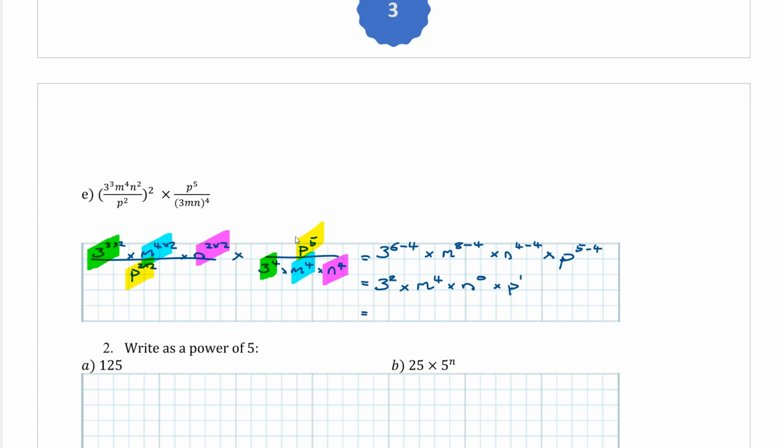And rewriting that out, it will be 3 squared, or we could say 9, but I'll leave this one as 3 squared today. And then m to the 4. n to the 0 becomes 1, and p to the 1 becomes just simply p. So this would be our final solution here to this problem.